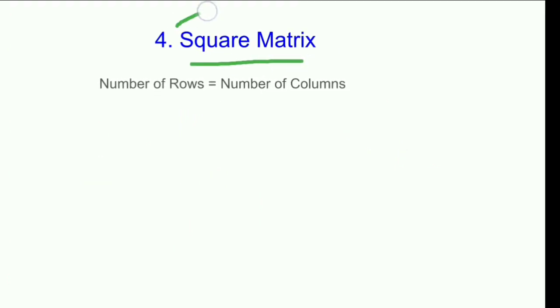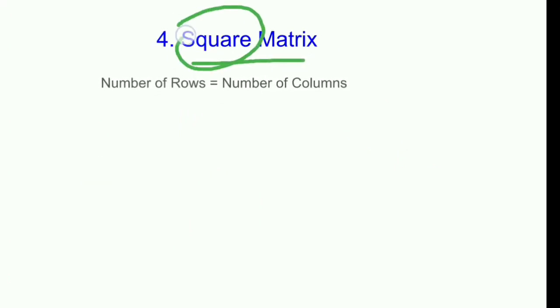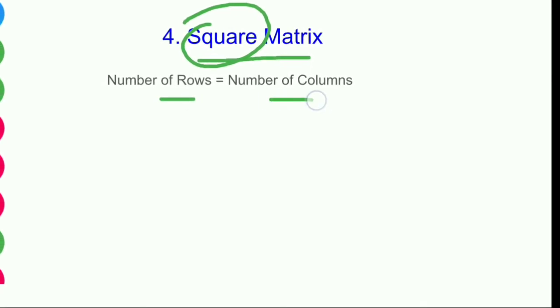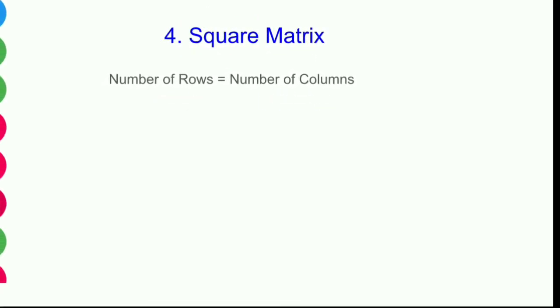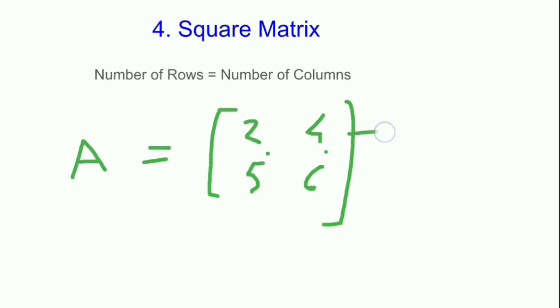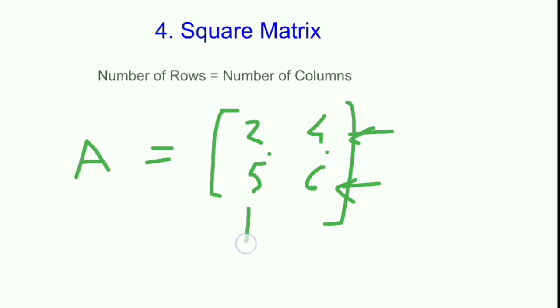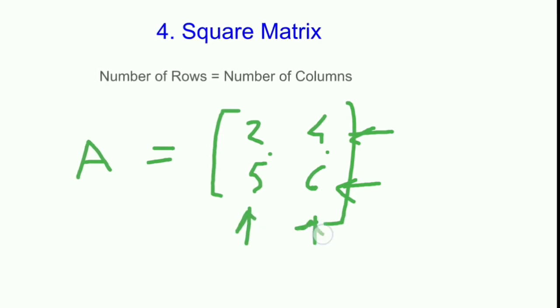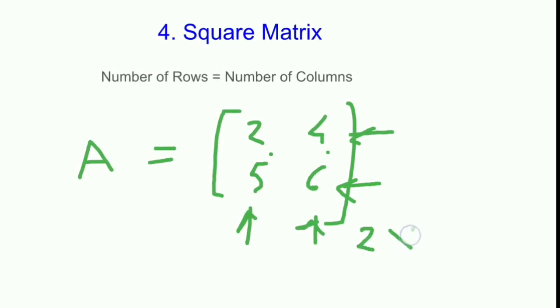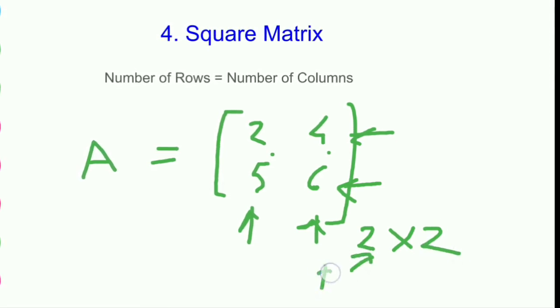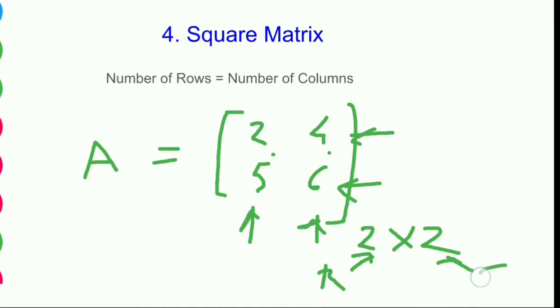Square matrix. As the name suggests, it has the number of rows equal to the number of columns. This is an example of a square matrix. It has two rows and two columns. So its order is 2 by 2, where this 2 is the number of rows and this 2 corresponds to the number of columns.